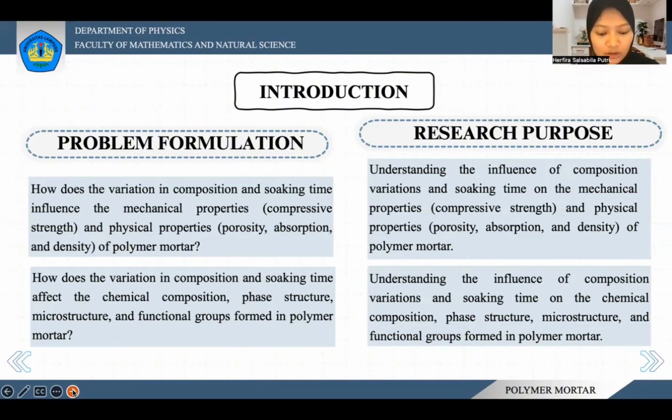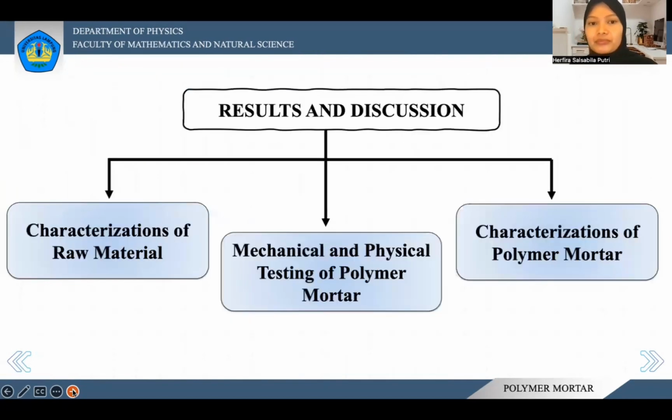And this research has the purposes of understanding the influence of composition variation and soaking time on the mechanical properties and physical properties of polymer mortar, and then understanding the influence of composition variation and soaking time on the chemical composition, phase structure, microstructure, and functional groups formed in polymer mortar.